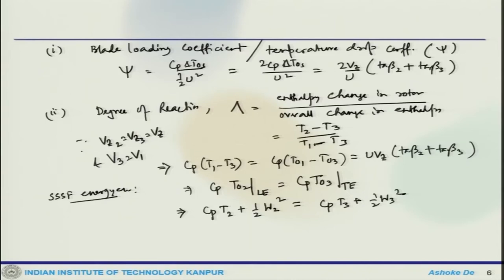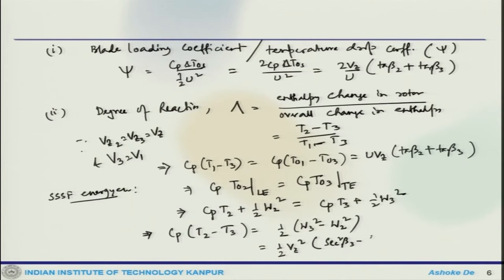Now, if you rearrange that, what do we get? Cp (T2 minus T3) equals half (W3 square minus W2 square), which is half Vz square (sec square beta 3 minus sec square beta 2). This is nothing but trigonometry. So, I can write that Cp (T2 minus T3) would be half Vz square (tan square beta 3 minus tan square beta 2).